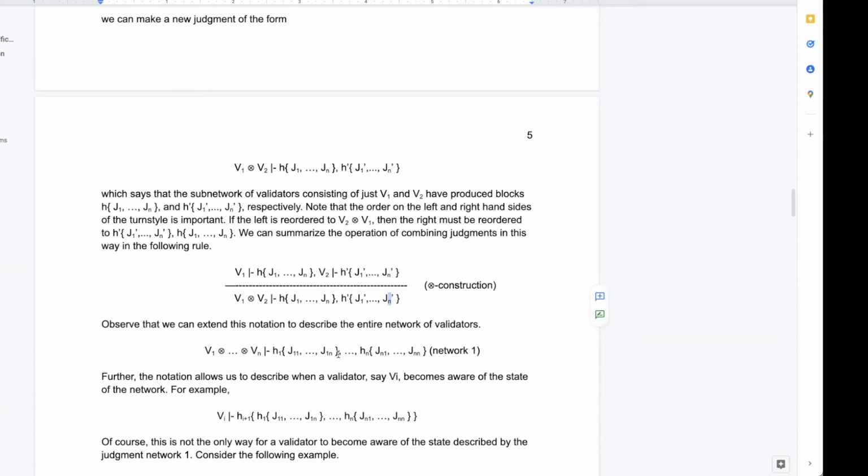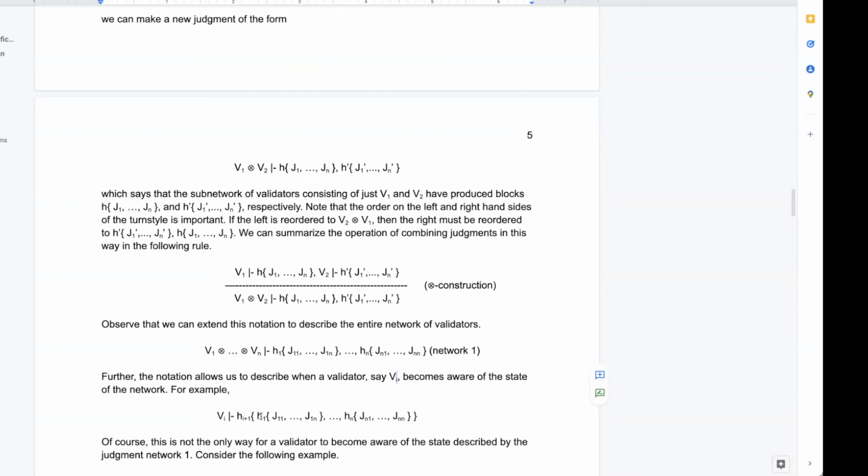We can also use the notation to describe when a validator, say Vi, becomes aware of the state of the network. Here's an example. If this is the state of the network, notice that no one validator has this information currently. This describes a state which is not available or in the view of any given particular validator. This is God's eye information, so to speak.